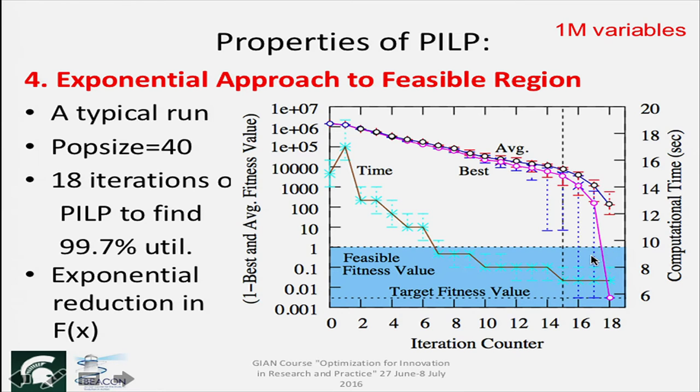Okay, so you see that up to even the 17th generation, I have some feasible, because if you are here, then you are feasible. Okay, 0.03 and less, you are feasible. This is the target. Sorry.